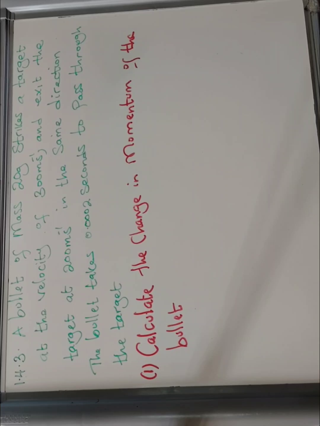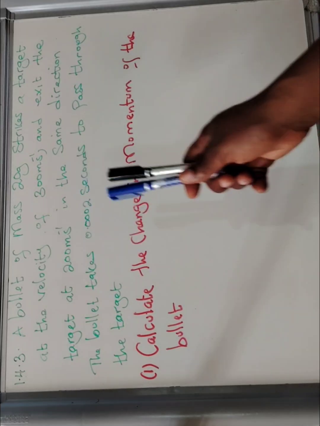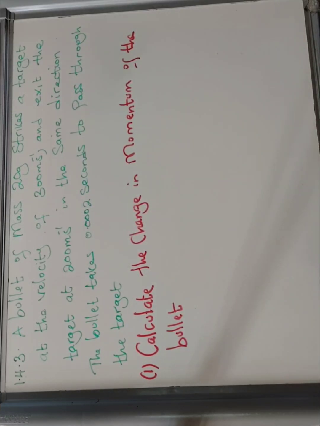Okay, we are looking at application of impulse. It says that a bullet of mass 20 grams strikes a target at a velocity of 300 meters per second and exits the target at 200 meters per second in the same direction. The bullet takes 0.0002 seconds to pass through the target. And the question comes: calculate the change in momentum of the bullet.